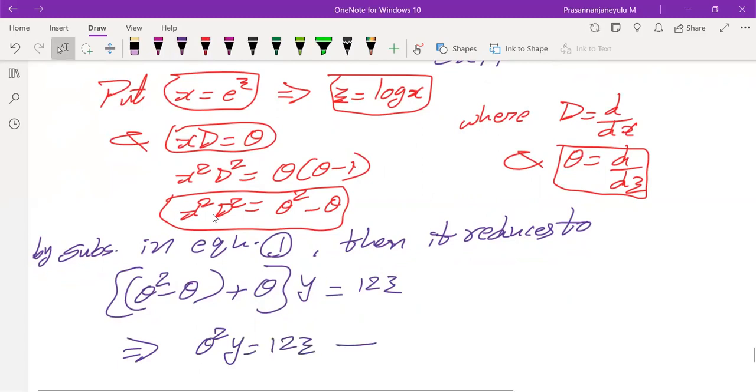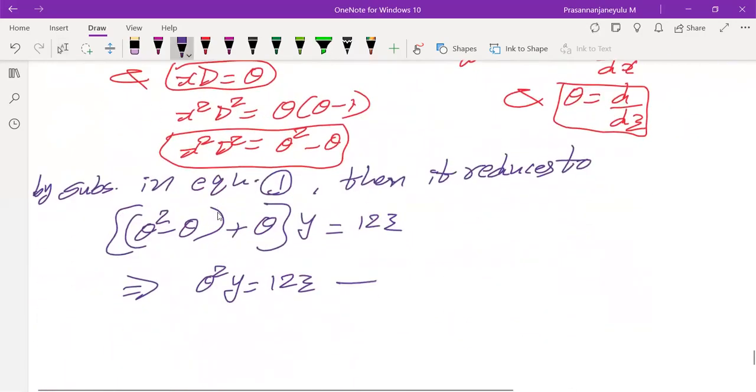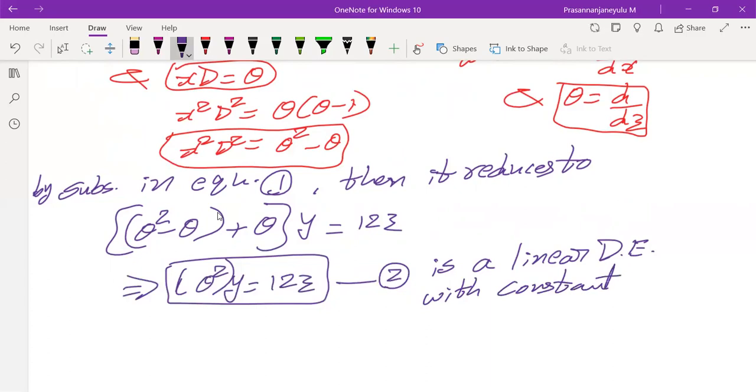Taking this as equation number 2. Equation number 2 is a linear differential equation with constant coefficients. Okay, this is the thing. Now, what is its general solution?